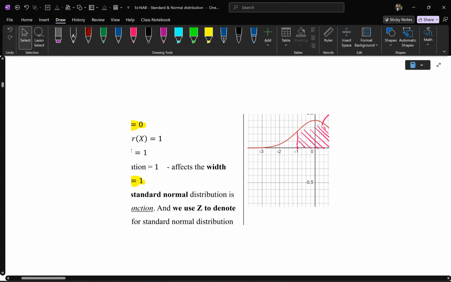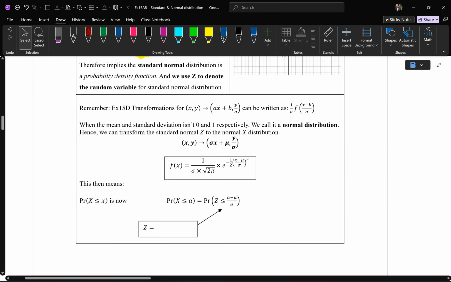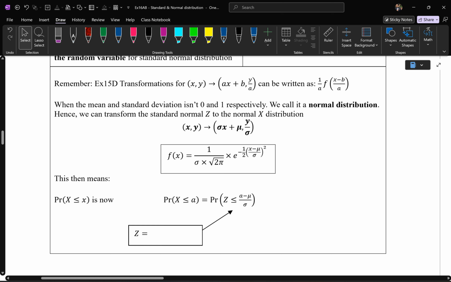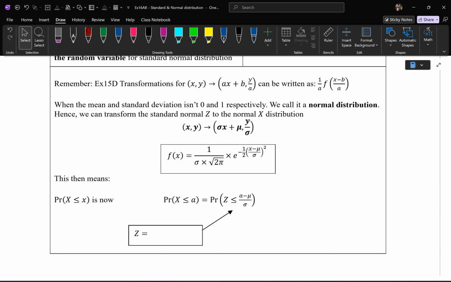Okay? So because of that, what do we do when our distribution is not a standard normal? Because we like that curve. We said that curve was symmetrical. We said that curve has a mean of 0, and it's nice that the standard deviation is 1. But in reality, that's not true.